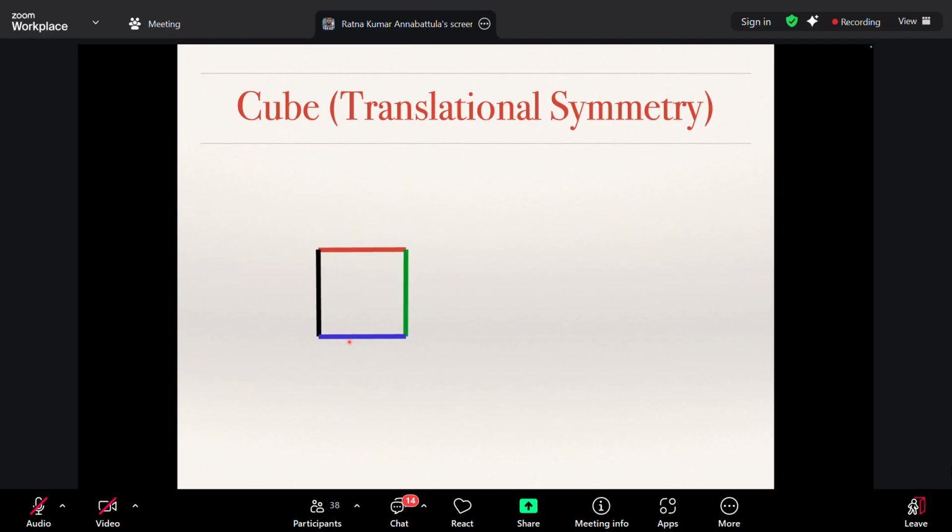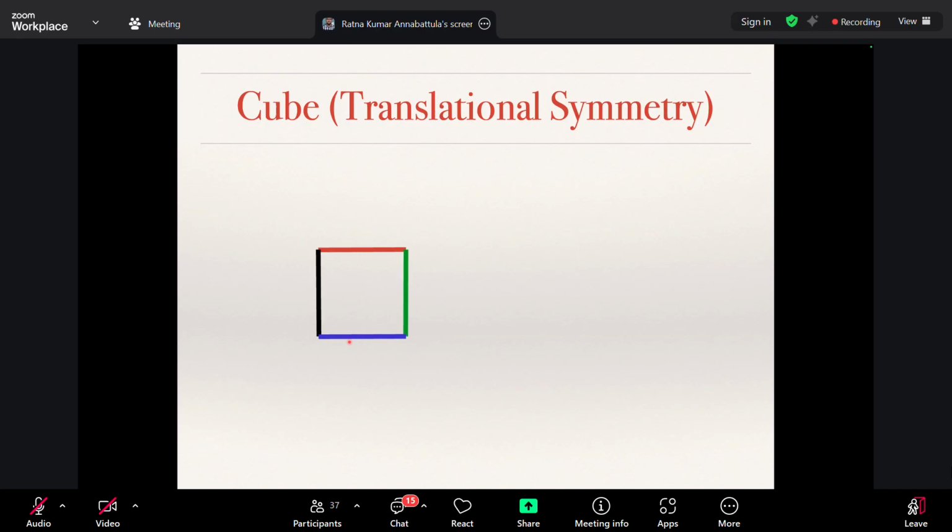Similarly, you can do so by rotating about the y-axis, or not? That also. Similarly, you can do so by rotating about the z-axis. So that means a cube has 3 4-fold symmetries. 3 means one about the x-axis, one about the y-axis, one about the z-axis. The cube has the highest level of symmetry, 3 4-fold symmetries.